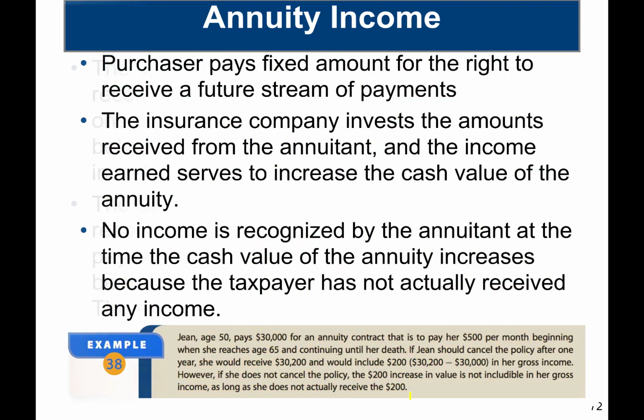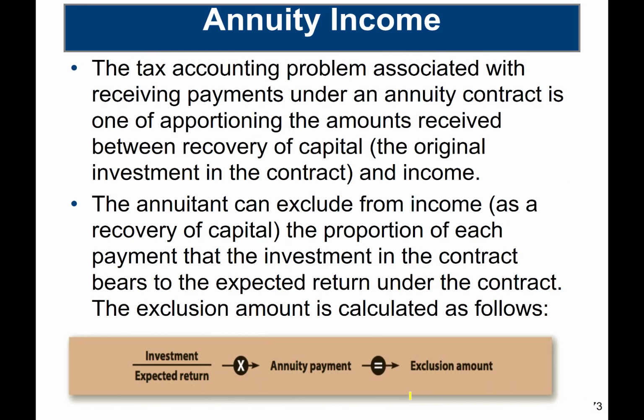Okay. Now, what happens is they start to pay. As they start to pay, we will have to apportion the payments out, and some of it is going to be recovery of capital, but some of it is going to be what? Considered income, because you have grown the value of that annuity over the years until you started drawing. Okay, so the annuitant can exclude from income the recovery of capital portion of each payment that the investment in the contract bears to the expected return under the contract.